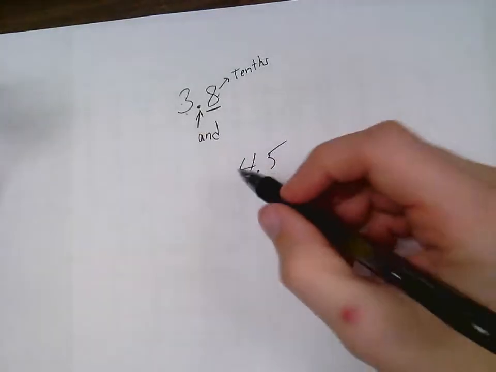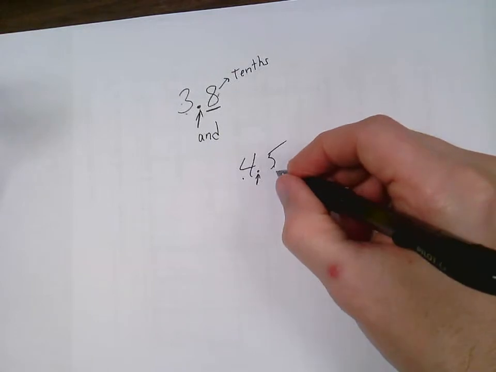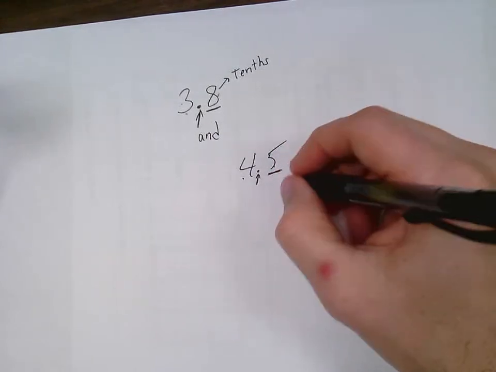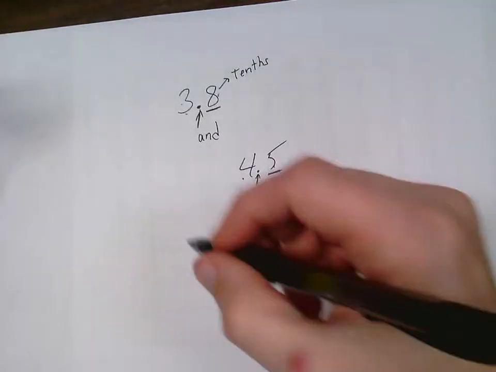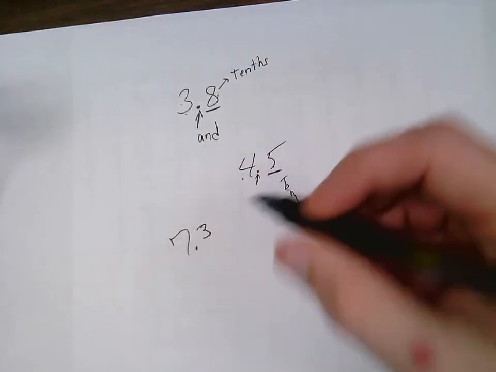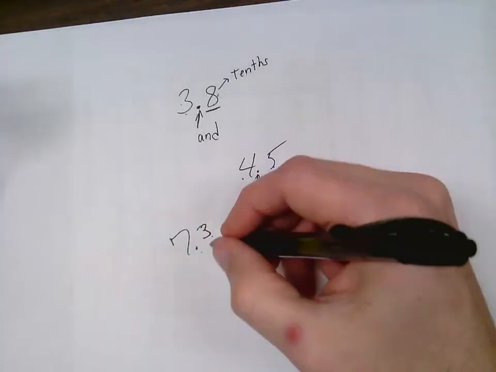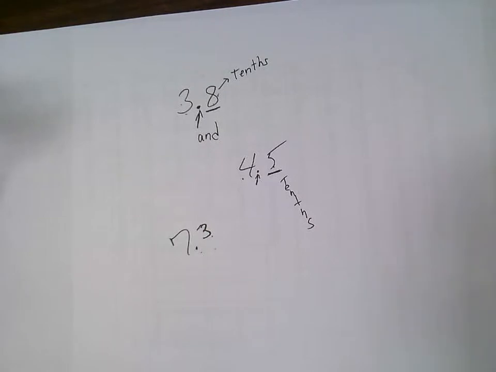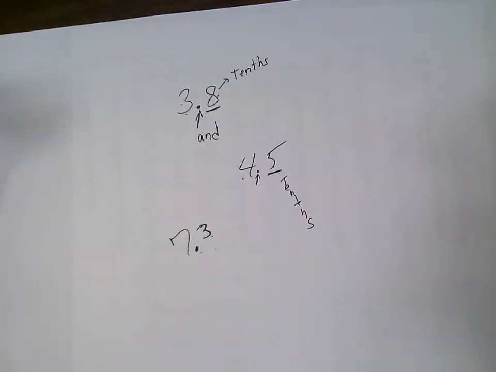This one here, 4 and 5/10. Once again, first name of this decimal part is 5. The last name is tenths because it's in the tenths place. This one here, 7 and 3/10. First name 3, last name tenths because it's in the tenths place. And remember, we always say and on the decimal.